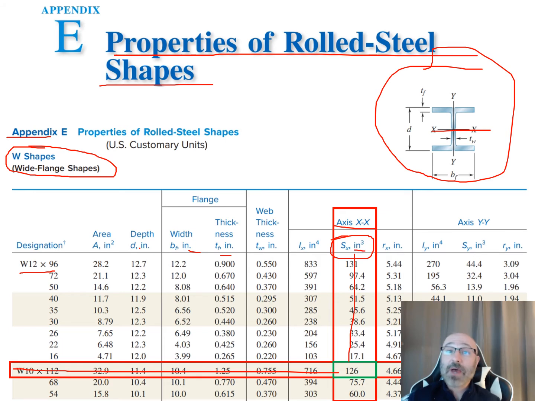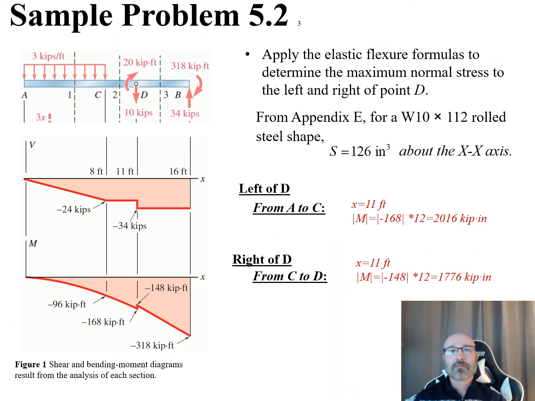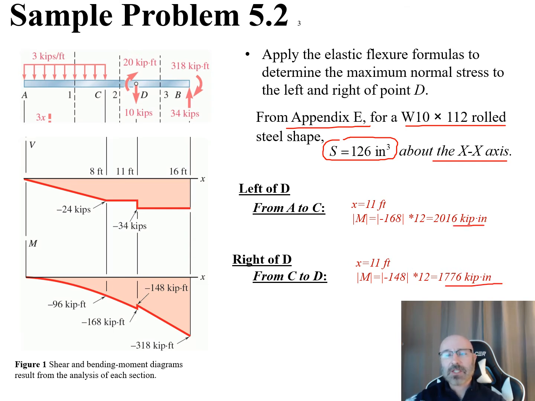So now we can go back to that equation and plug in. We obtained that value from Appendix E in the back of our textbook for our W10x12 rolled steel I-beam shape, 126 inches cubed about the x-x axis. What we want to do now is take a look down here at our moment diagrams and calculate our moment. We want to convert it into kip-inches rather than kip-feet for the next section of our problem, to calculate that normal stress.